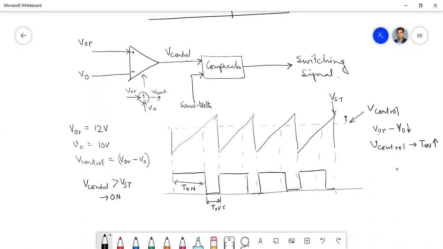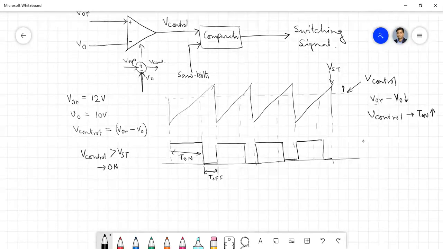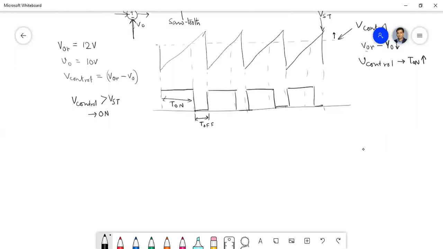So here you are taking the feedback. How much output voltage you are getting? And this is the reference voltage. Clear? So this is how the pulse width control is implemented.